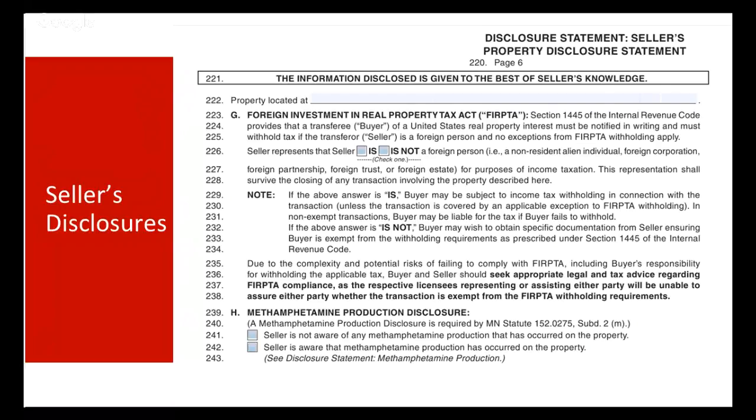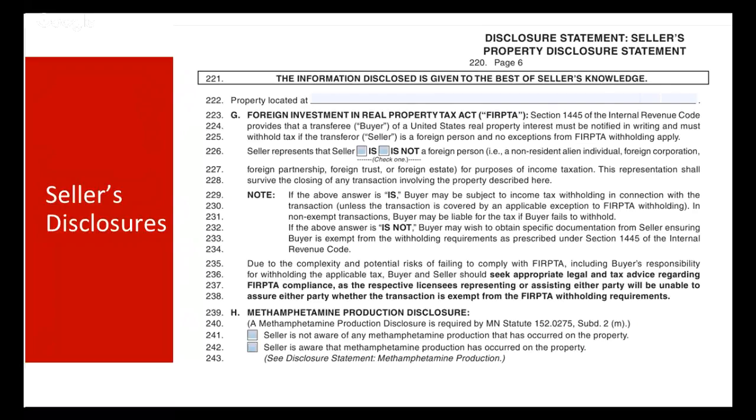Note, if the above answer is yes, the buyer may be subject to income tax withholding in connection with the transaction, unless the transaction is covered by an exception, right? In non-exempt transactions, the buyer may be liable for the tax if the buyer fails to withhold. If the above answer is no, the buyer may wish to obtain specific documentation from the seller ensuring the buyer is exempt from the withholding requirements regarding the law. So I'm going to finish reading this and I'll recap it.